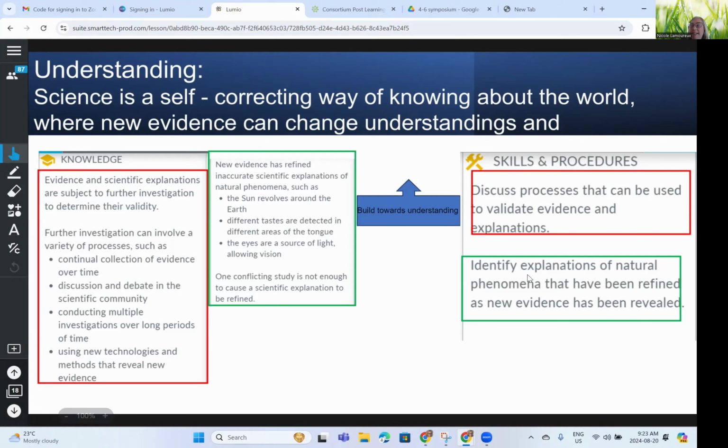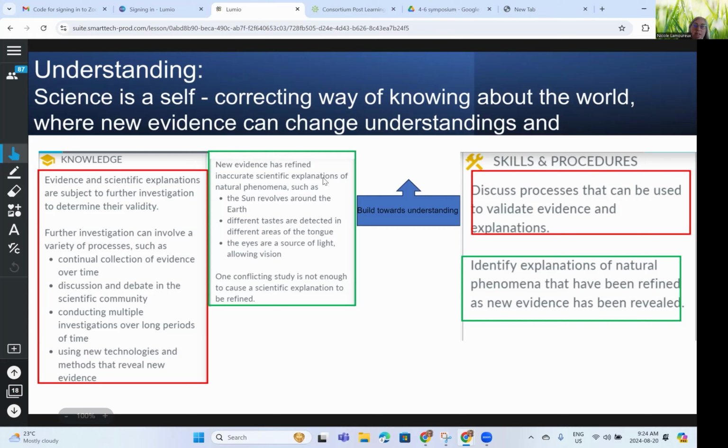The other skill says identify explanations of natural phenomena that have been refined as new evidence has been revealed. In the knowledge statement in green, they give some examples, like people used to believe the sun revolved around the earth when actually the earth revolves around the sun. That's an example of science self-correcting. They did that quite a bit during COVID, by the way, and even with long COVID, as our understanding changes, it self-corrects what we thought.